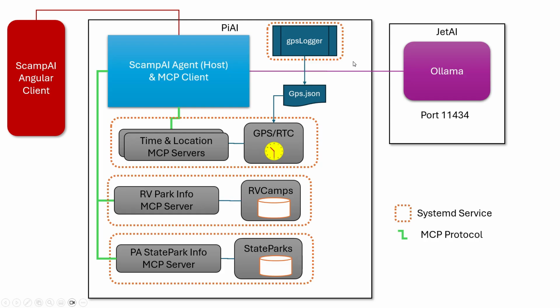So the first thing is I need to know my current location. I'm going to add some GPS hardware to get the current location, and I'll put the results of that, as it gets each location, into a GPS.json file. So this will always have the most recent longitude and latitude of my location that was successfully received. The rest here will be services that the Scamp AI agent uses.